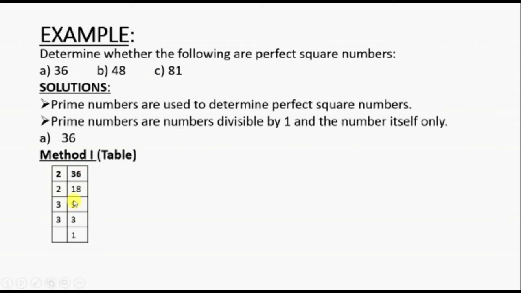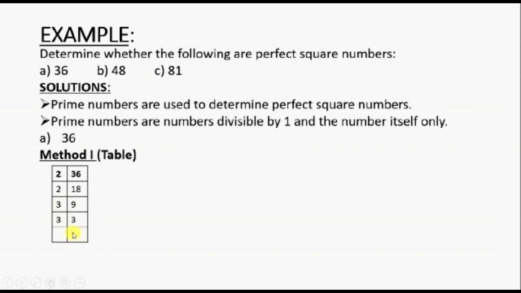Are we supposed to use a 2 again? No. Why? Because when you divide 2 into 9, it's going to leave a remainder. You are not supposed to leave a remainder. So you go to the next prime number, which is 3. So you say 3 into 9, 3. 3 into 3, 1. Now, when you are dividing prime numbers into a number, at the bottom here, you are supposed to have a 1.